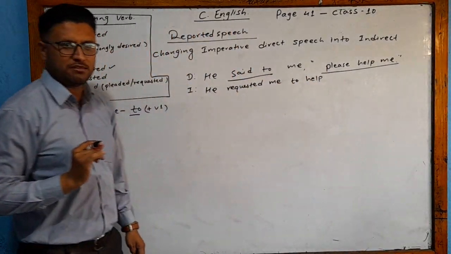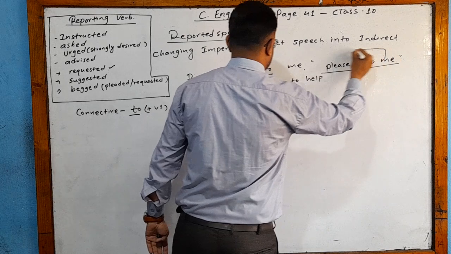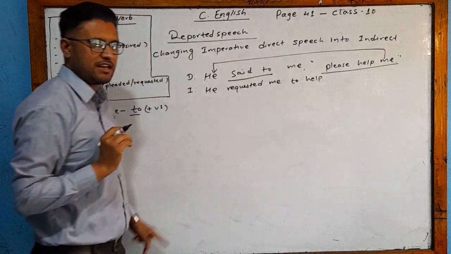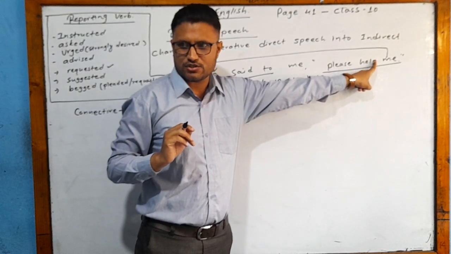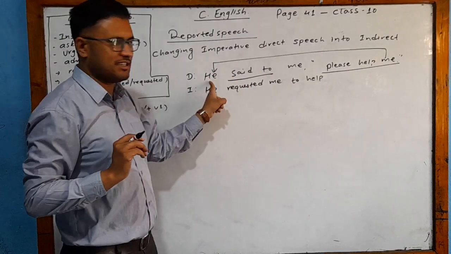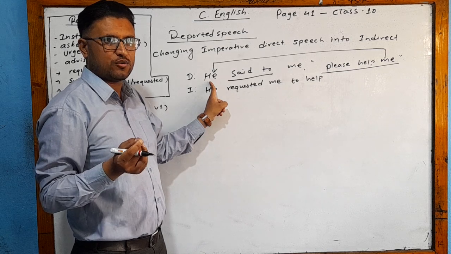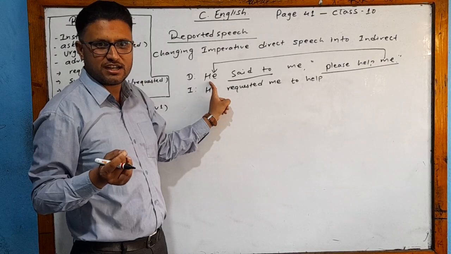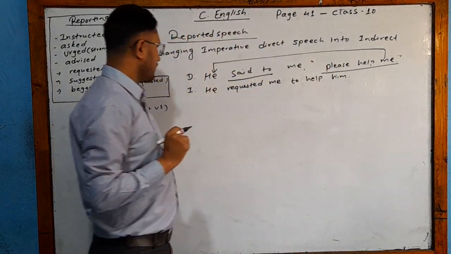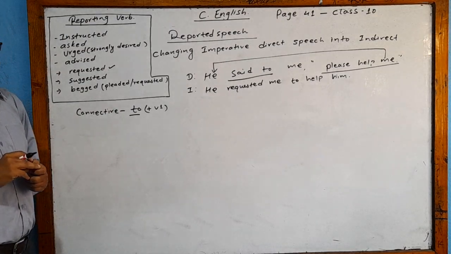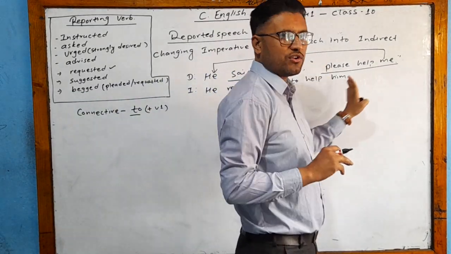Now me should be changed. Me means who here? Who is me here? He. Understand? This speaker he is me here. Isn't it? So we need to change it according to this. So he, when used in the objective form, we need to change it into him. Understand? So what is there? Him. He requested me to help him. So in this way, we change direct imperative into indirect.